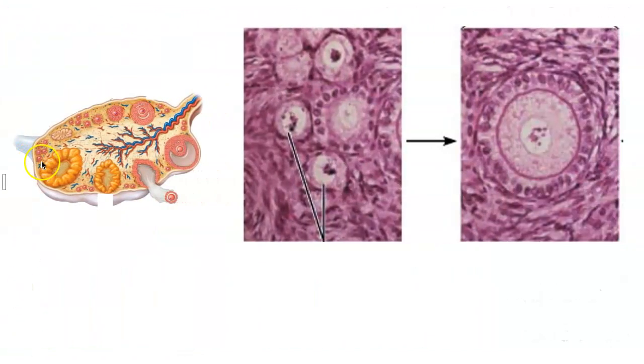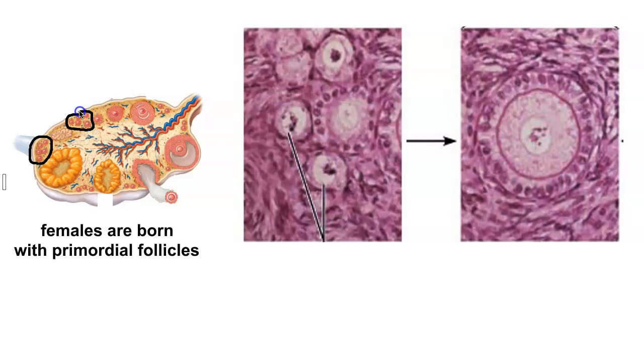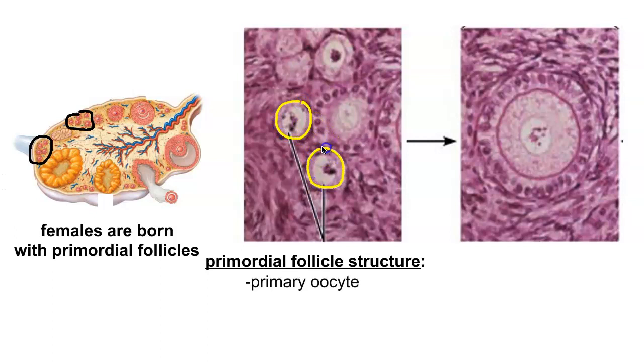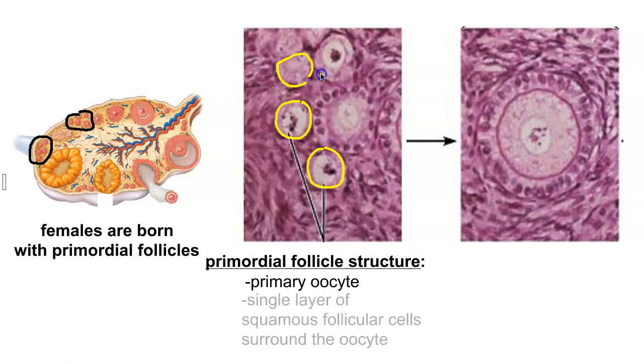In this diagram, we can see the type of follicle that a female is born with. A female is born with many small follicles that cluster together on the outer periphery of the ovary. They're called primordial follicles. In the micrograph, we can see some primordial follicles, and these primordial follicles consist of a primary oocyte with a single layer of squamous cells, flat cells called follicular cells.